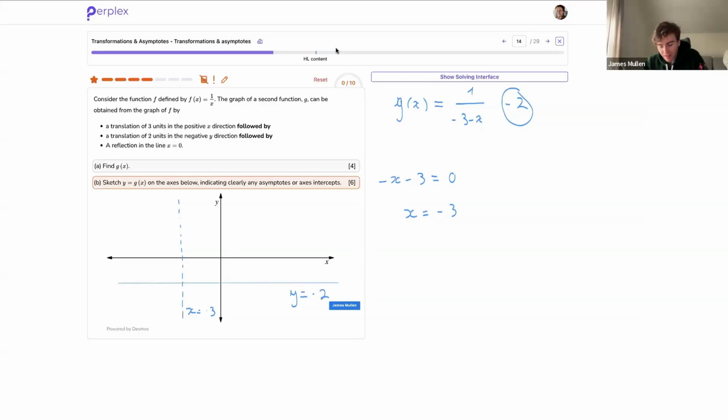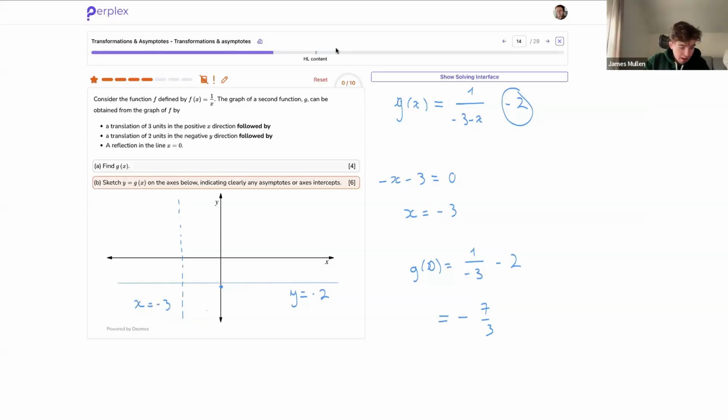The question wants us to clearly indicate any axes intercepts or asymptotes. So we got the asymptotes, but where are the axes intercepts? What happens when x is 0? I have g of 0 is equal to 1 over minus 3, minus 2, which is, because negative 2 is negative 6 over 3, negative 7 over 3. So that's going to be somewhere slightly below y is equal to minus 2. So I'm going to rearrange where I put my asymptote and label it here.